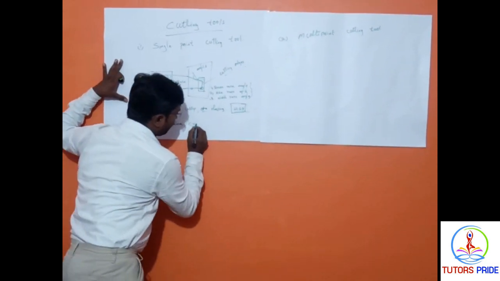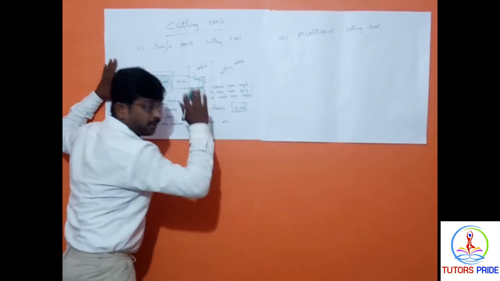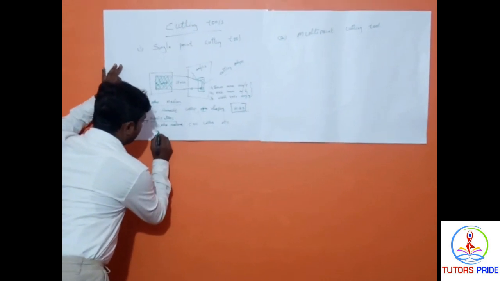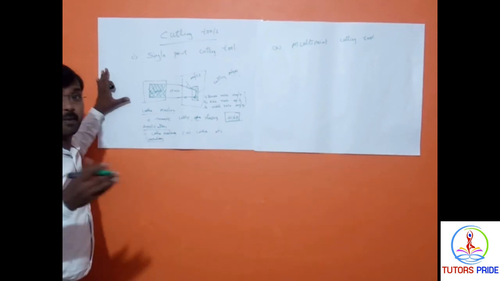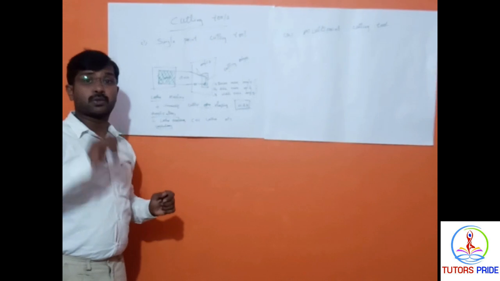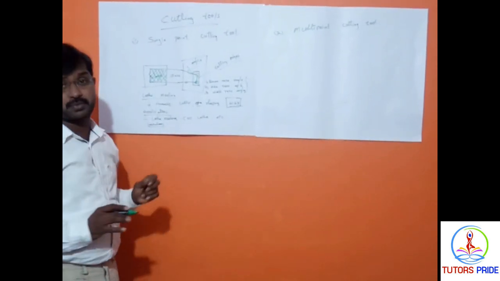next the CNC lathe, etc., and so many other places where we are using it. That's about applications. And limitations. Limitations and drawbacks are both the same. So what is the drawback? First, the tool life. The tool life is very important in the single point cutting tool.